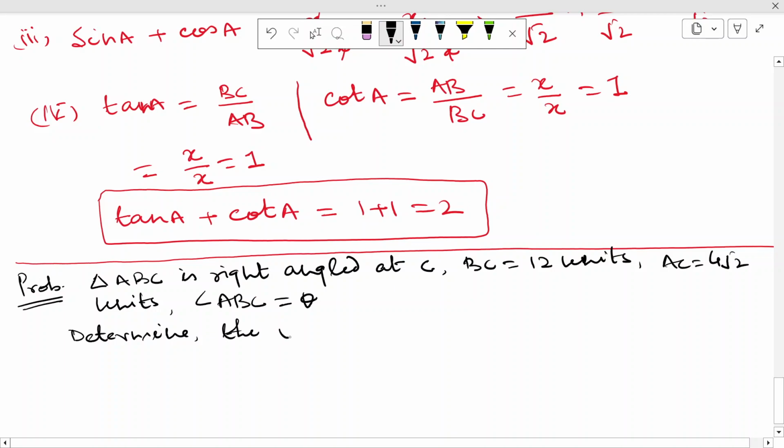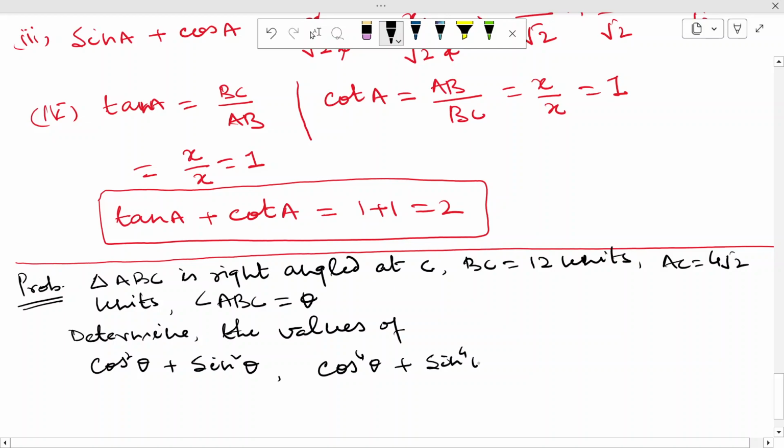So we have to determine the values of cos square theta plus sin square theta. Okay, and we have to obtain the value of cos to the power 4 theta plus sin to the power 4 theta, and lastly we obtain the value of cos to the power 4 theta minus sin to the power 4 theta.